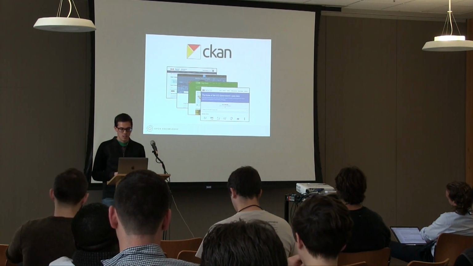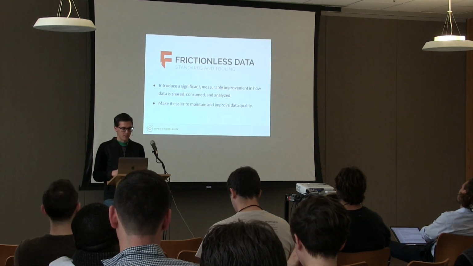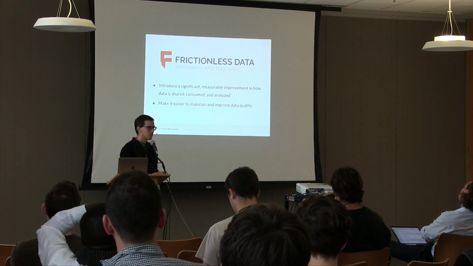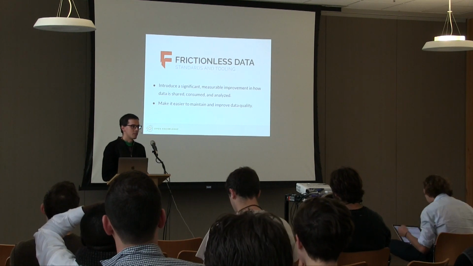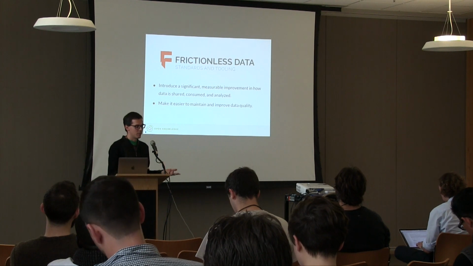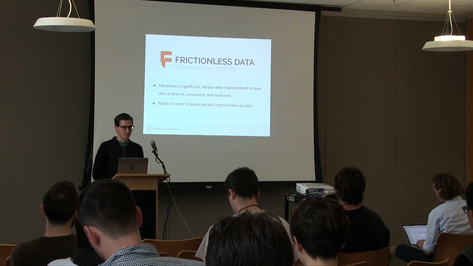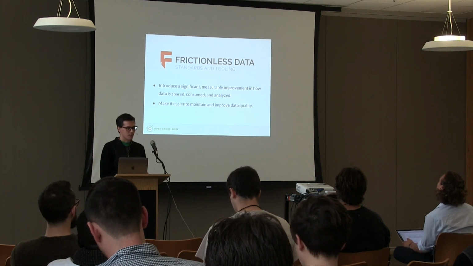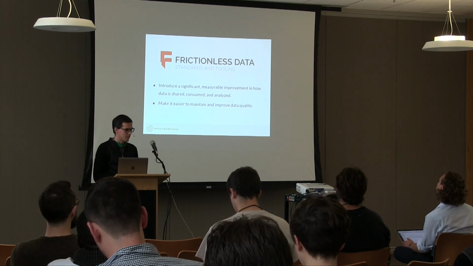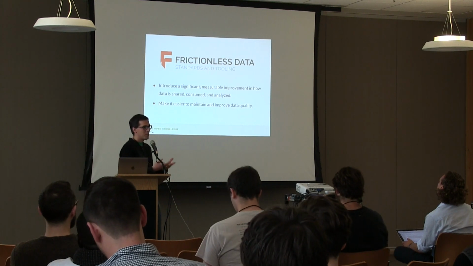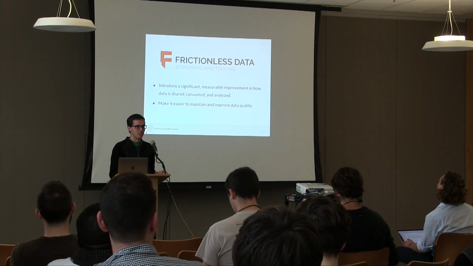But to help address some of these issues, at Open Knowledge we started a couple of years ago a project called Frictionless Data, which, as the name implies, is all about removing at least some of the friction in working with data. The two main goals are to improve the way in which data is shared, consumed, and analyzed, and at the same time to make it easier for publishers to publish good quality data.